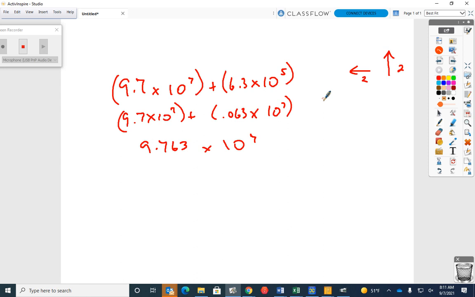Do you multiply 9.7 times 0.063? No, you add them together. Yep.